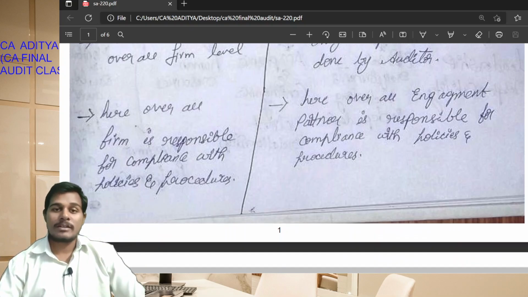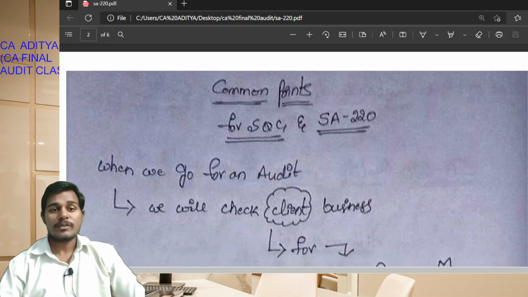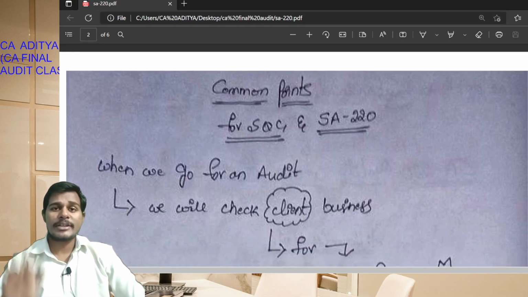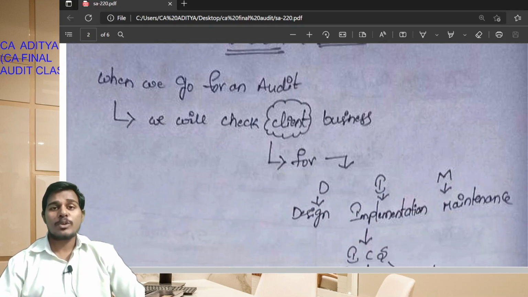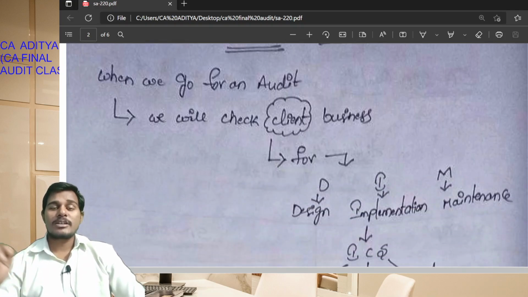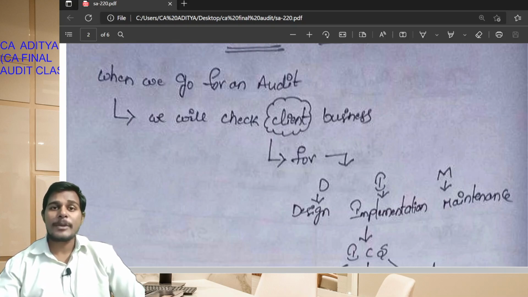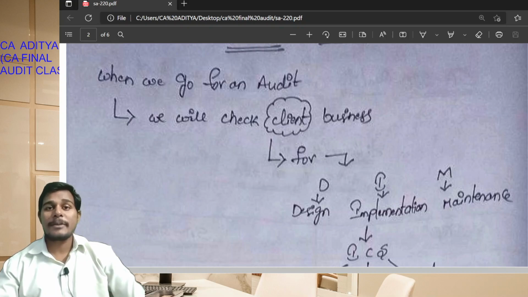Okay students, let's come to the topic: common points for SQC 1 and SA 220. See students, when you go for the audit of a client, we will check the design, implementation and maintenance of internal control of the client's business. That is, whether the internal controls are designed, implemented and maintained properly or not, and whether the internal controls are strong or weak.